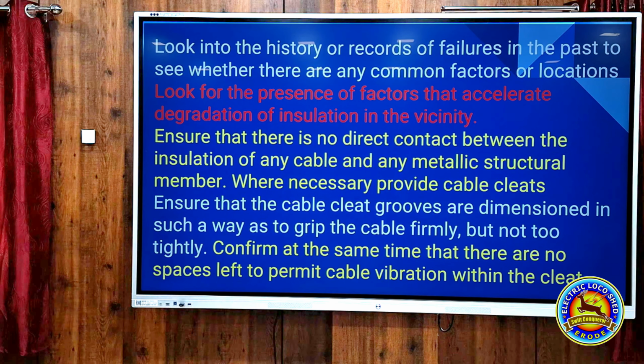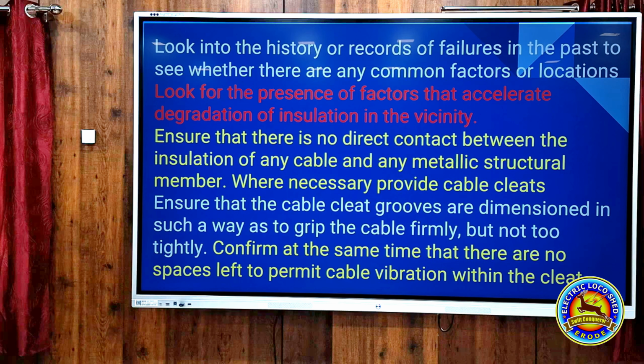We will go to the cable condition. That is cable analysis, failure analysis. Look into the history of records of failures in the past to see whether there are any common factors or location. That is, in case of a cable failure, before analyzing, we have to check the history, that is, whether a similar type of failure was there in the similar location earlier.